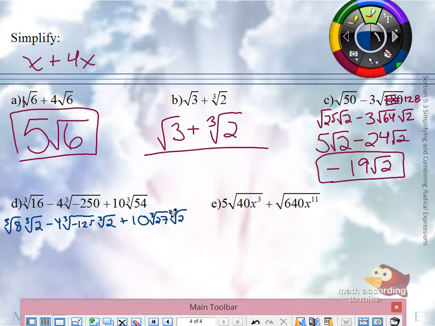Okay. Cube root of 8 is? The cube root of 2 sticks around. Cube root of negative 125 times negative 4 makes positive 20. Cube root of 27 times 10, 30.